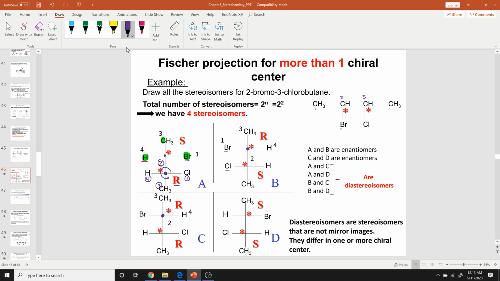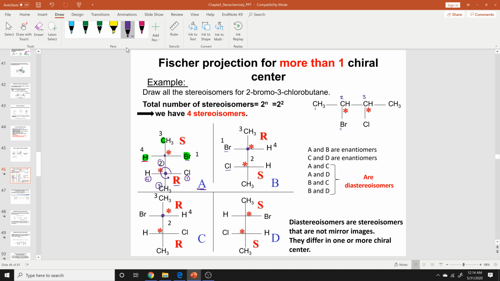The moment you find your configurations for the first enantiomer or the first stereoisomer, this is enough. You can guess all the rest. So since A and B are enantiomers, then the configurations are going to be opposite. So if this one is an S, then this is going to be an R. If this chiral center is an R, then that chiral center is going to be an S. Just guess it. It's way easier. It will save you a lot of time.